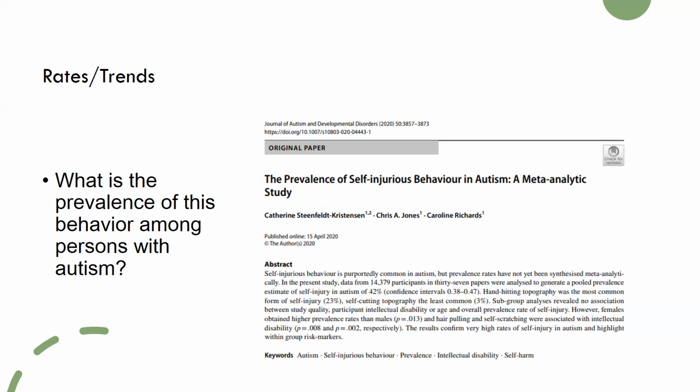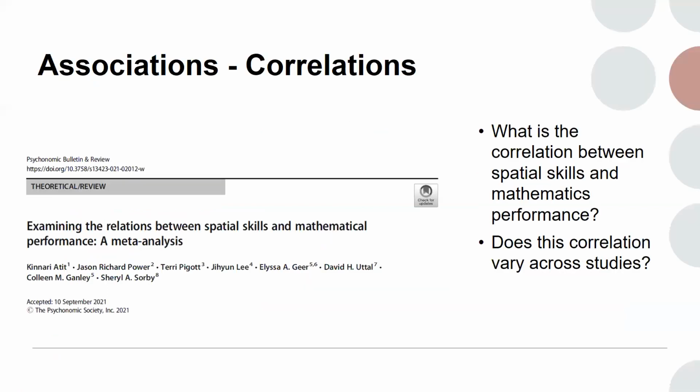A second question that might be of interest to us is one about associations or correlations. Here is an example of a study that I was a collaborator on that was just published at the end of 2021. This study was interested in associations or correlations, and the authors were interested in understanding the relationship between spatial skills and mathematics achievement or performance. So here the interest was, what is the average correlation between someone's spatial skills and their math achievement?